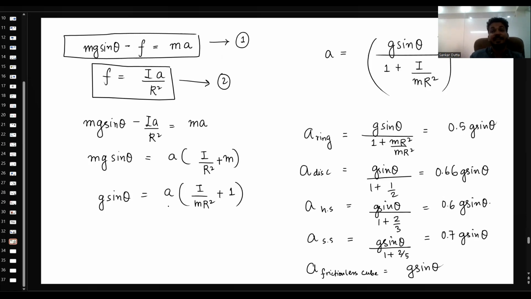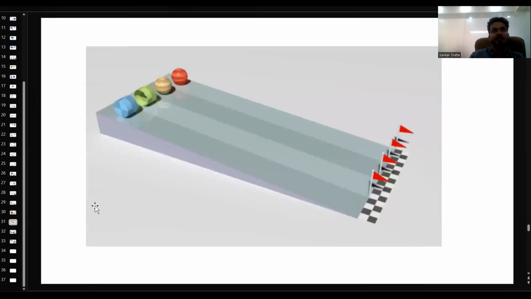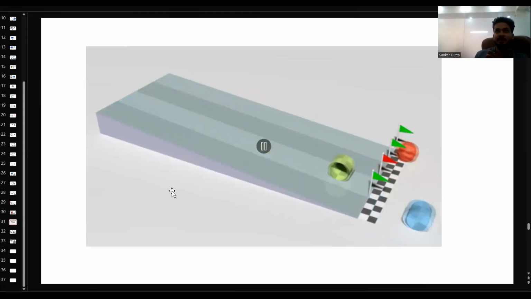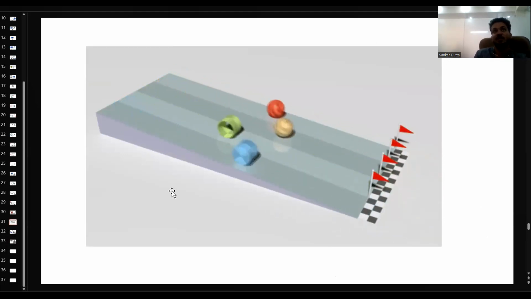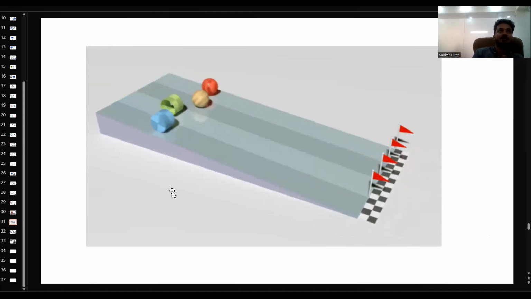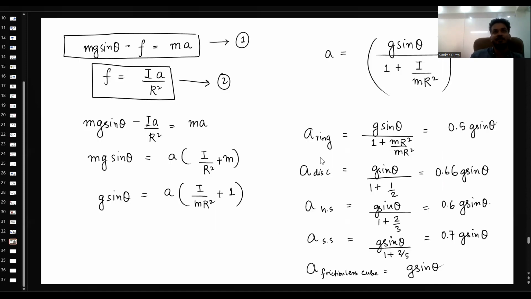So now you can mathematically see that simulation happening. Among all the accelerations, which acceleration among these 4 contestants is highest? Solid sphere. It has an acceleration equal to 0.7, close to 0.71 g sin theta. So you can see in the simulation that the solid sphere reaches first because its acceleration is the highest compared to all the others. The lowest one is that of a hollow cylinder or a ring, and you can check that in your numbers as well. For a ring, it's 0.5 g sin theta, which seems to be the lowest among all the contestants.